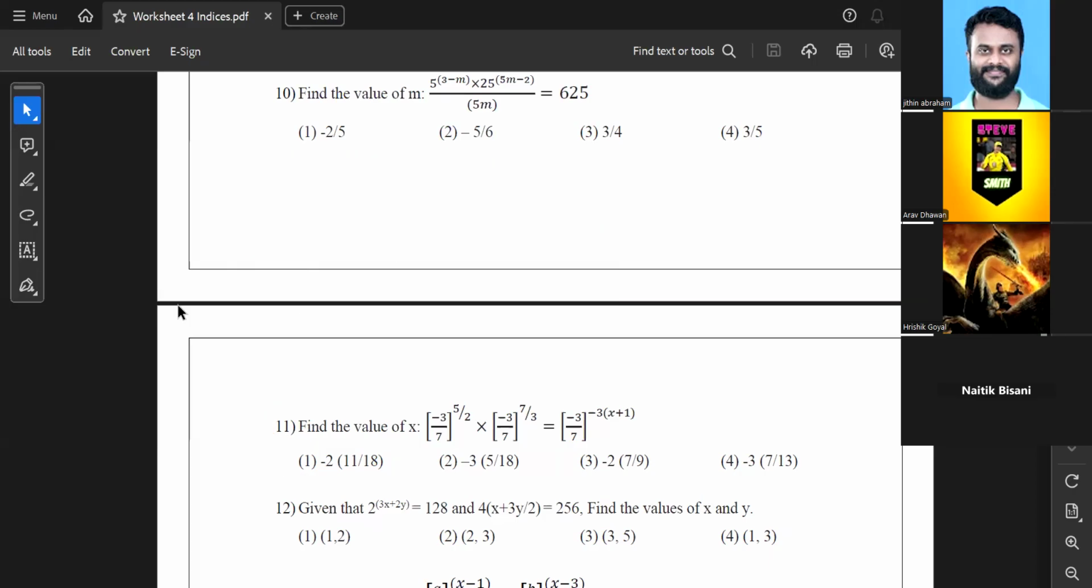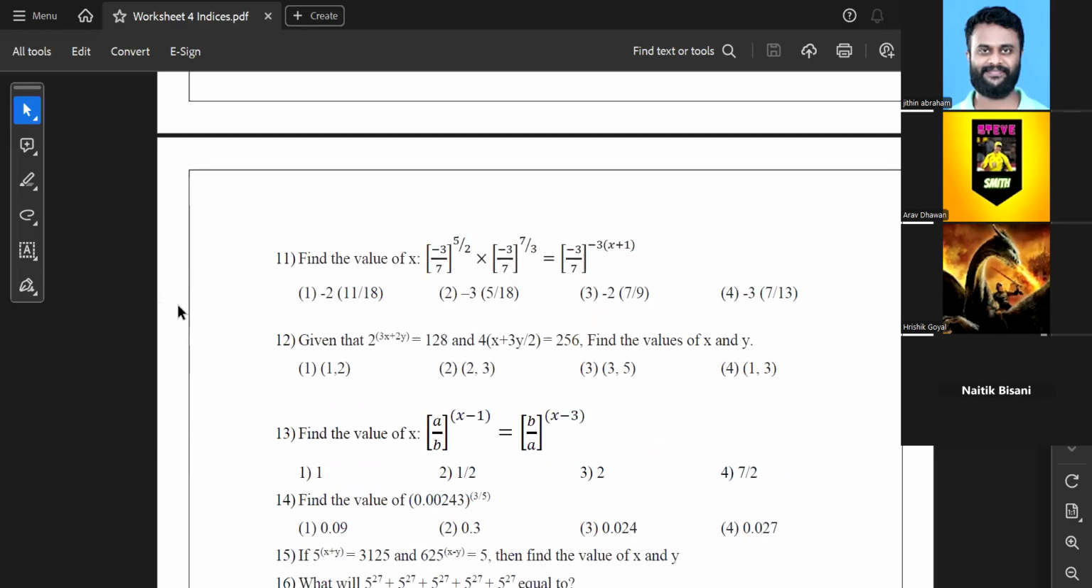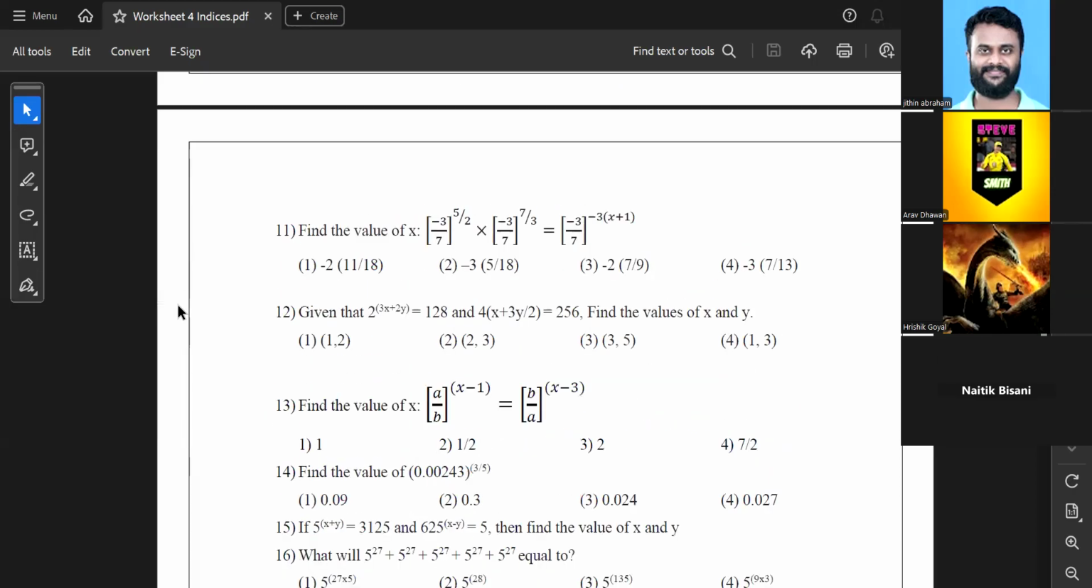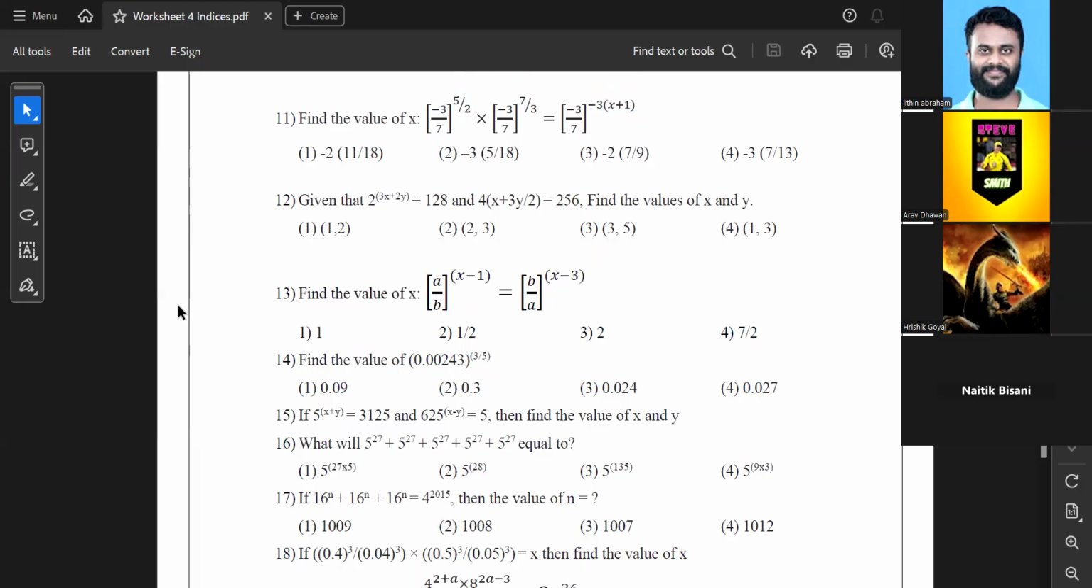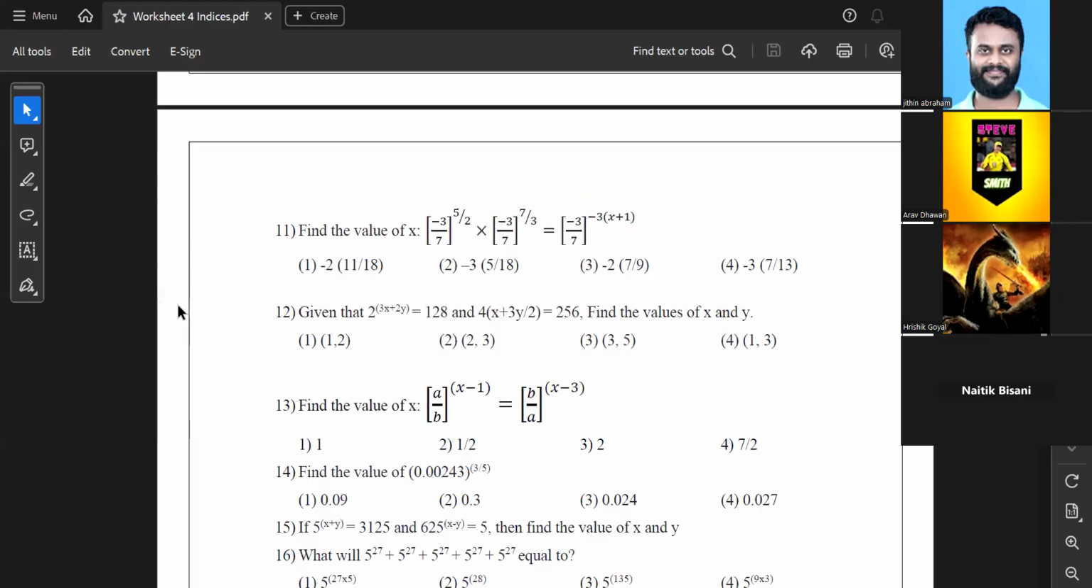प्रोसीडिंग फर्दर. गिवन दैट, ओके थोड़ा सॉल्व करने लगे. Given that 2 raised to 3x plus 2y is equal to 128 and 4 raised to x plus 3y upon 2 is equal to 256. Find the values of x and y. Find the values of x and y. So that is 4 raised to or 4 into? It should be 4 raised to.